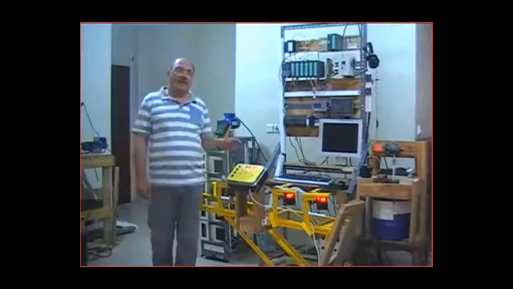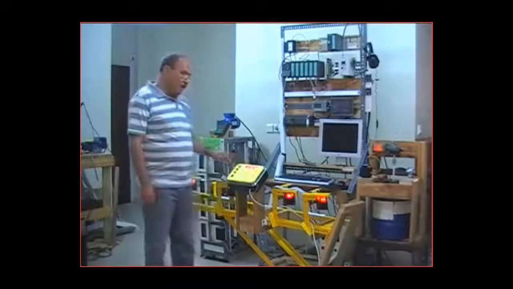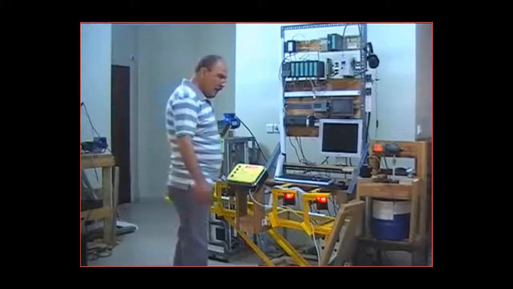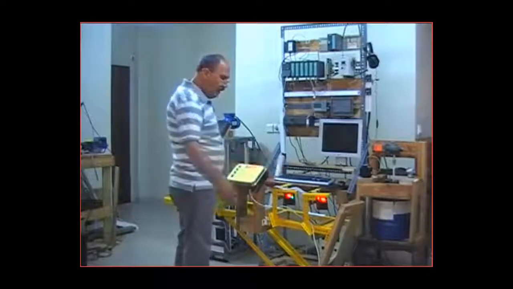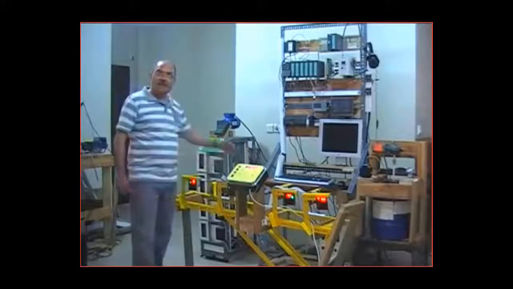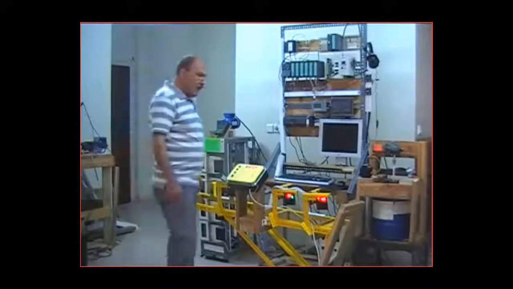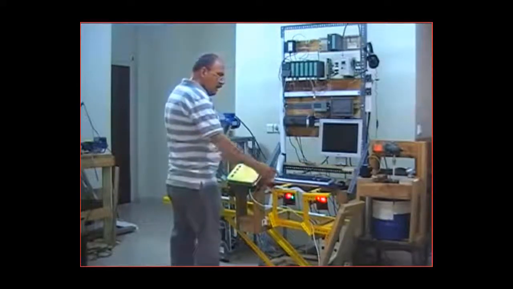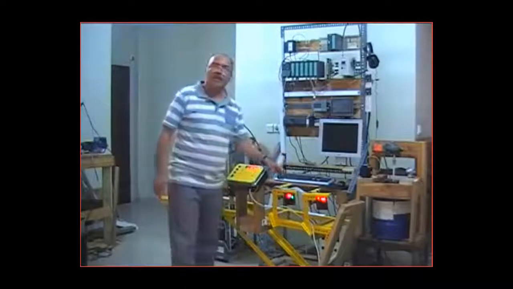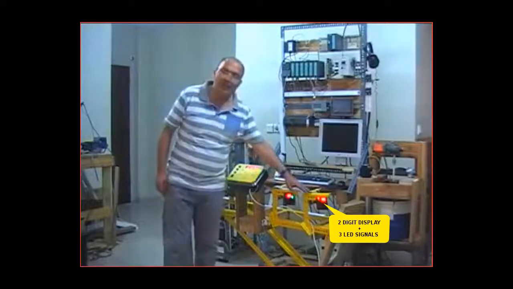The structure of the system consists of four intersections between east and west streets and one main street, the north-south main street. Each street intersects with the main one, and each of them has one numerical two-digit display plus three signal lights.